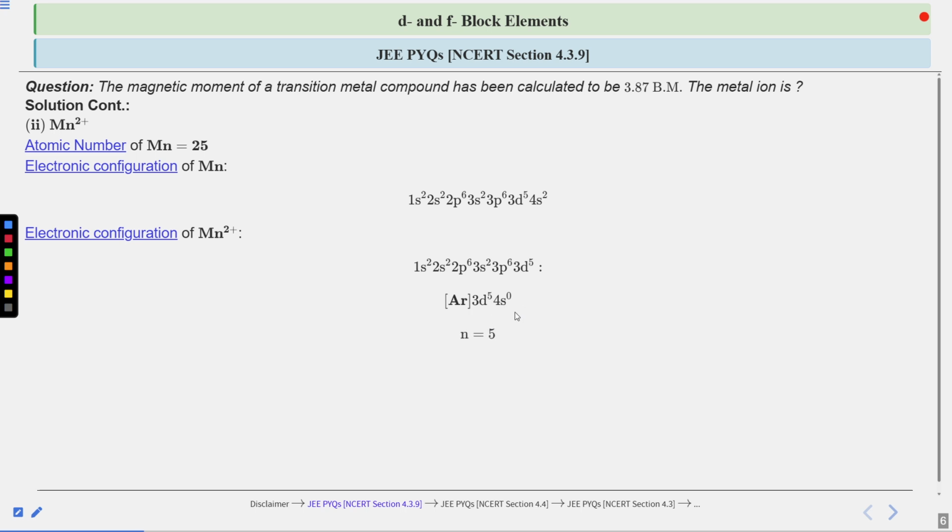Now here the n value, the unpaired electron value, is 5, which is from the d5 orbital. So we put it in the formula of the magnetic moment. So mu will become equal to under root 5 into 5 plus 2. 5 plus 2 is 7. 7 times 5 is 35. So mu is equal to under root 35. Now when you write it in decimal, it will be equal to 5.91 Bohr magneton, because under root 36 is 6, so under root 35 will be 5.something. Now this is also not matching with the given magnetic moment value in the question. So this option can't be the answer. So we have to repeat similar steps for our next option.